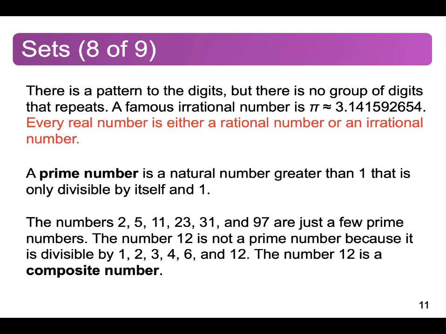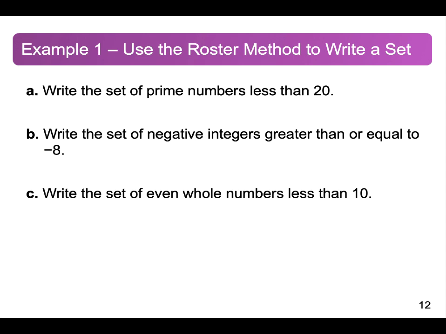and 6. Now that we've done a brief review of some of the number sets that we have in mathematics, now we can look at how we apply the ideas of sets. So if we wanted to write the set of prime numbers less than 20, what are all of the numbers that are not divisible by anything other than 1 and themselves?